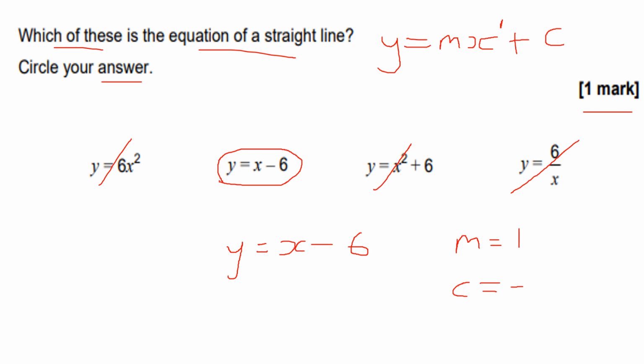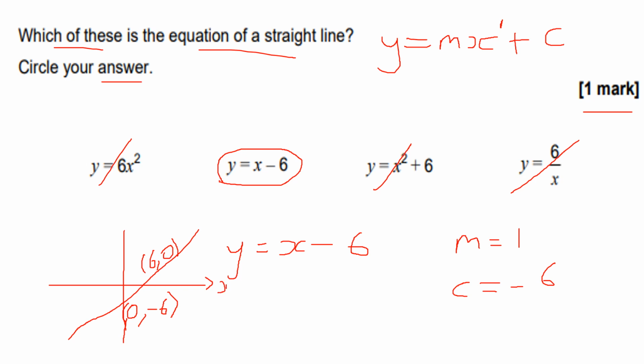So it looks something like this if you are interested. It passes through the point (0, -6) on the y-axis, and then it passes through the x-axis at (6, 0), when y is equal to 0 for the x-axis, and that's the answer for this question. So hopefully it makes sense and hopefully you found it useful.